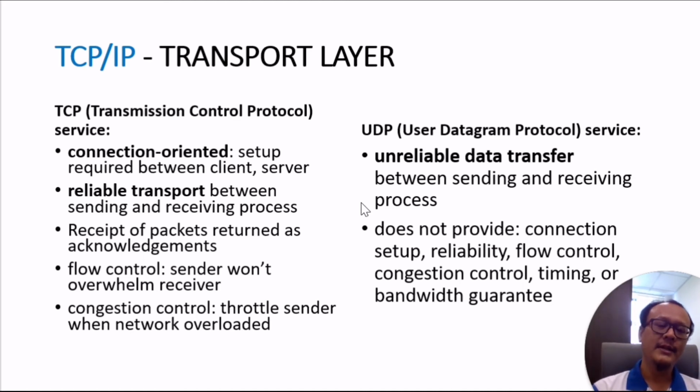And after you send information, usually you'll get an acknowledgement. That's why we call TCP reliable transport, and it also has flow control and congestion control. The difference with UDP is that it is unreliable data transfer. Why do we call it unreliable? Because there's no connection setup, no reliability, no flow control, no congestion control, no timing, and no bandwidth guarantee.